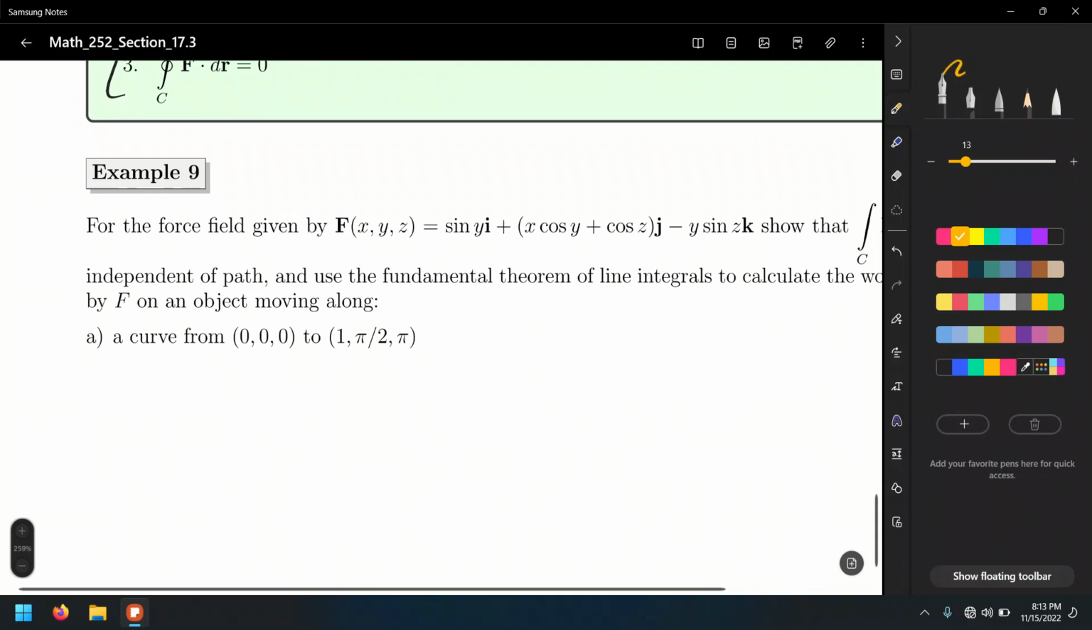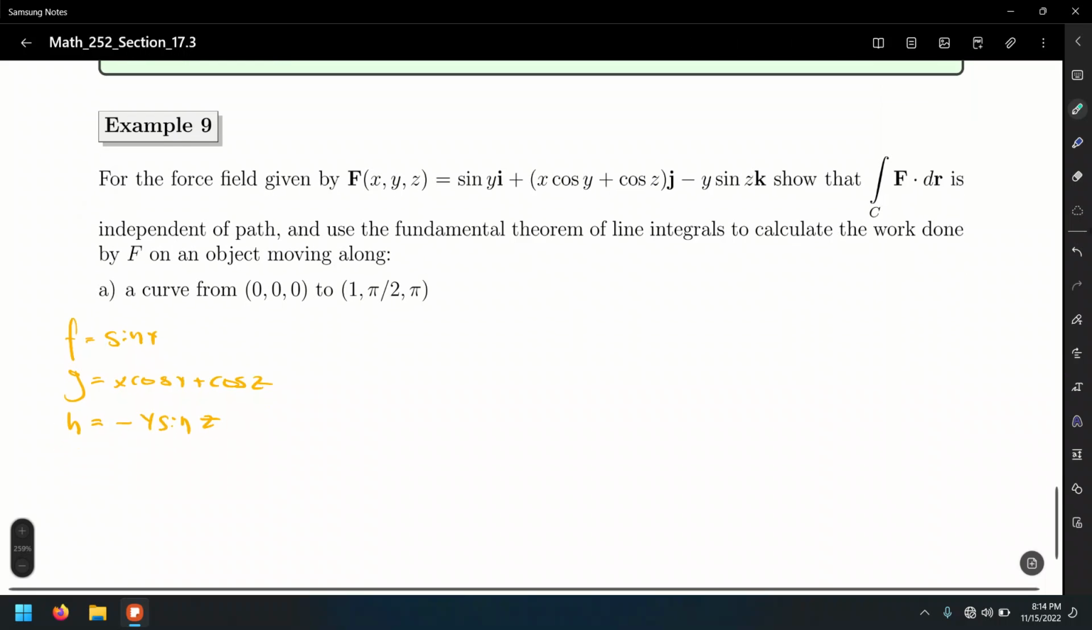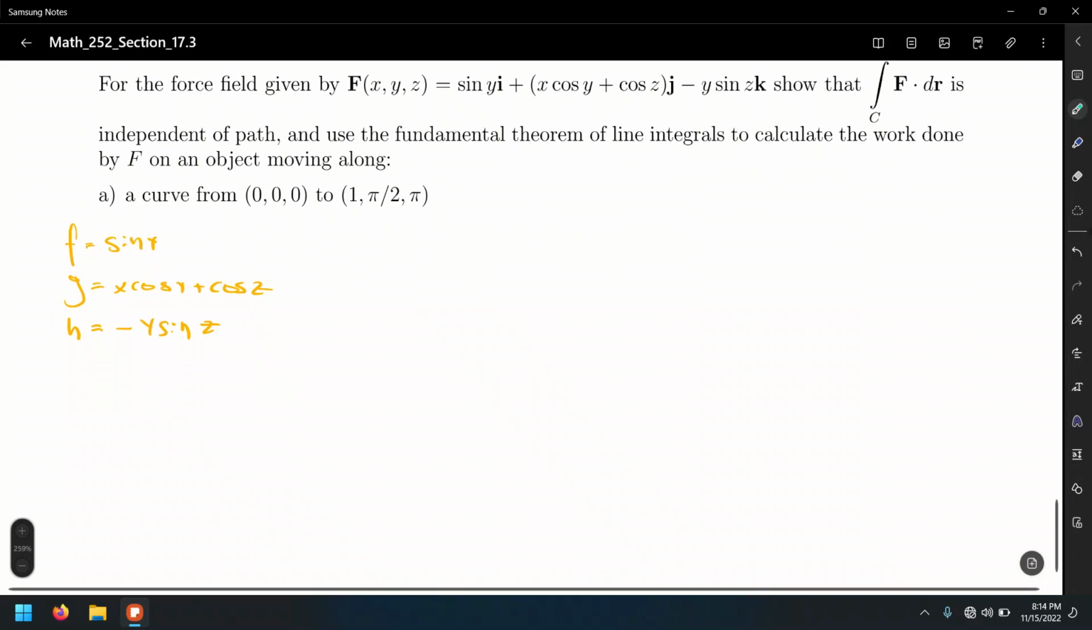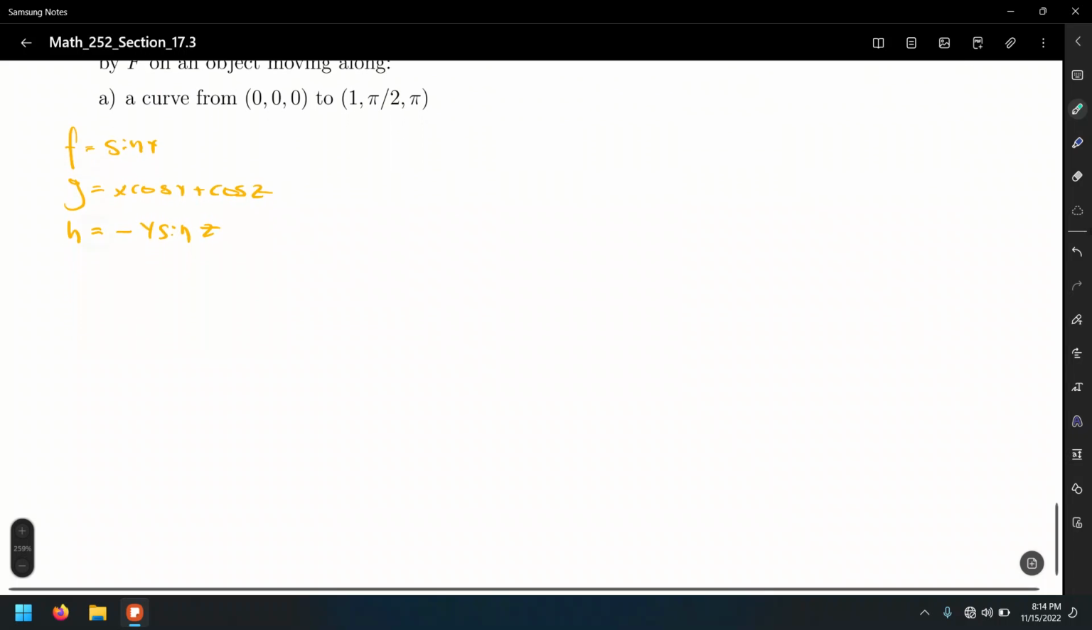So f, which in this case is sine y, g, which is x cosine y plus cosine z, and h, which is negative, careful with the sign, negative y sine z. And again, we have to test three conditions, not just one condition. We test only one condition whenever we're working in R2, when in this case we're working in R3. So three conditions have to be tested in this case.